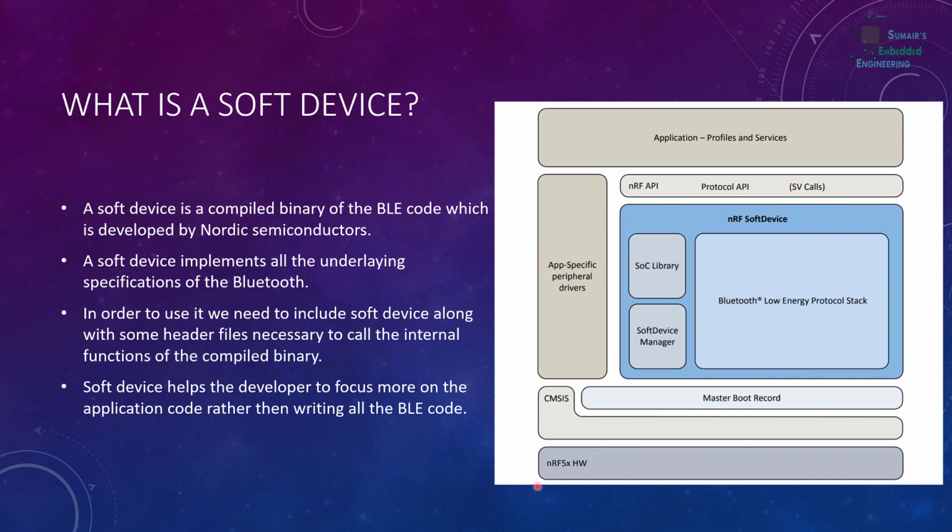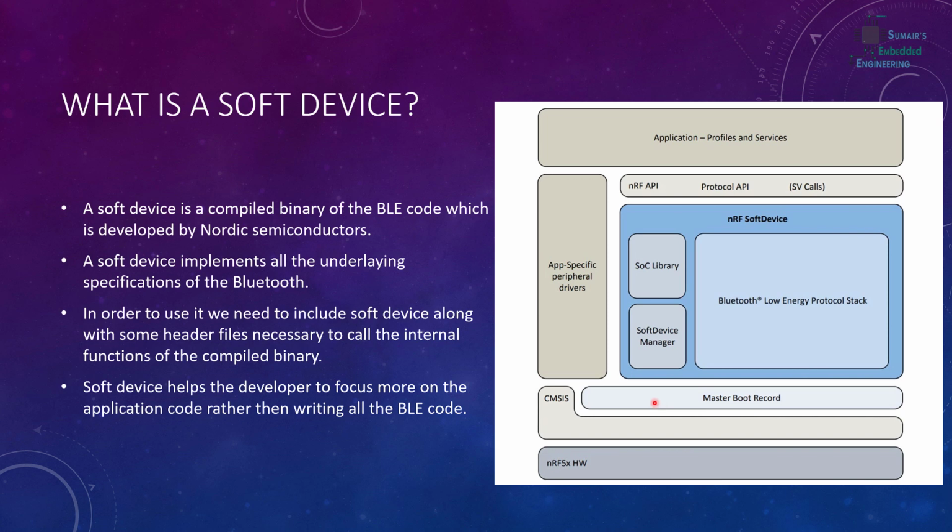nRF5 devices could be nRF52832 or nRF52840, and we also have some other nRF series devices, but the main devices that I will be using in this tutorial series will be nRF52832 and nRF52840. So hardware here means that these are the devices. Then we have CMSIS. CMSIS drivers are basically for the ARM Cortex-M4, which is the base processor of nRF5 series microcontrollers. So we have some driver layer here, and a file system that will be used in the flash.